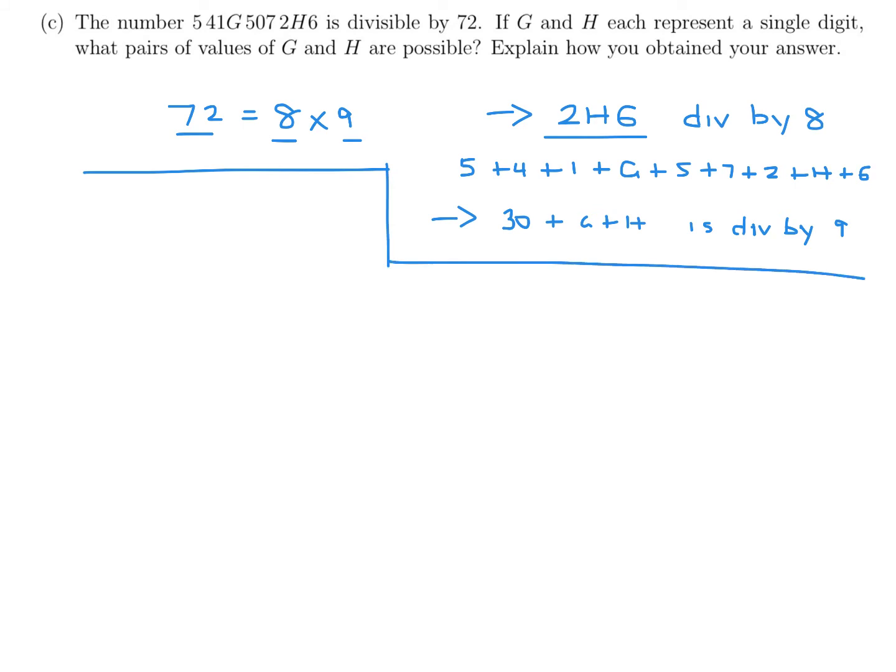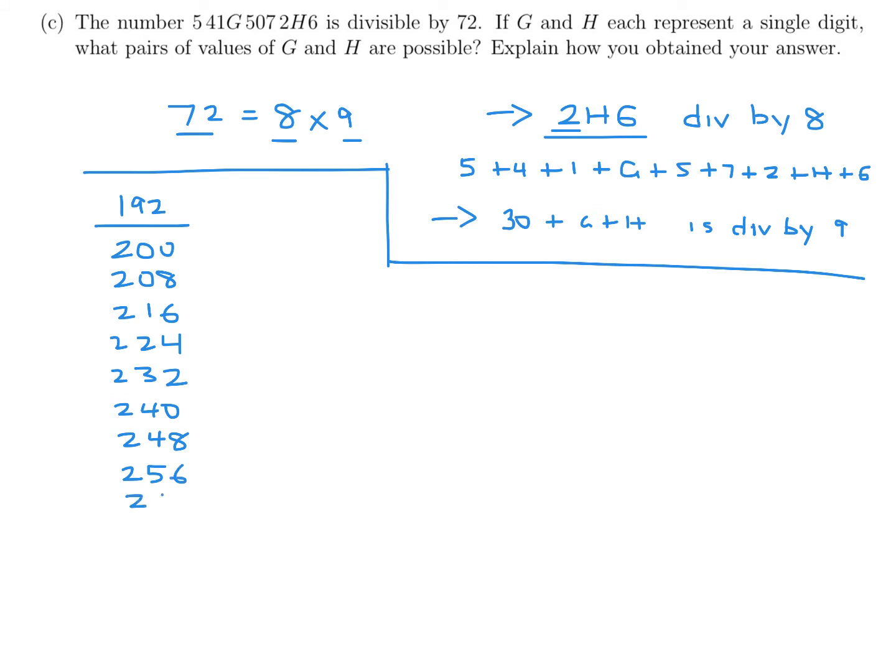So very similar to part A, I'm going to write down all the numbers that are multiples of 8, and the largest one is 192 before we get to 200, right? Because we really only have to concentrate on 3-digit numbers that begin with 2. And then we get into 200, 208, and so on. 216, 224, 232, 240, 248, 256, 264, 272, 280, 288, and finally 296.